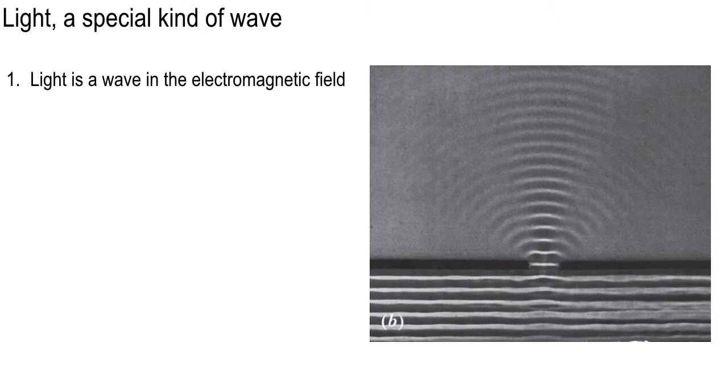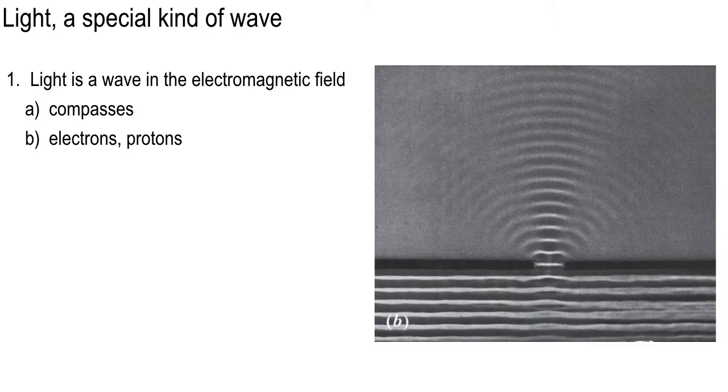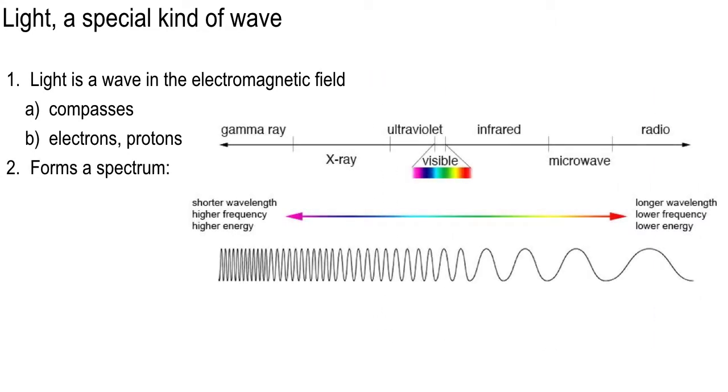So now let's talk about light itself. It's a wave in the electromagnetic field. And you'll learn more about the electromagnetic field when you start 2054. It affects compasses and electrons and protons: negative charge for electrons and positive charge for the proton. The electromagnetic field also affects compass needles and magnets. So that needle will swing one way or the other depending on the electromagnetic field, if there is one present. All right. Now, it forms a spectrum.